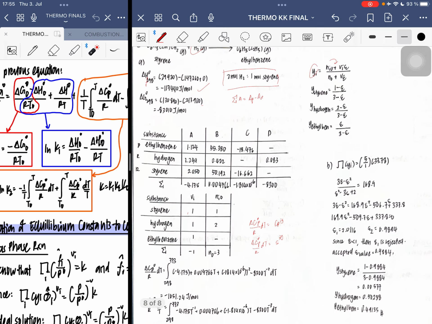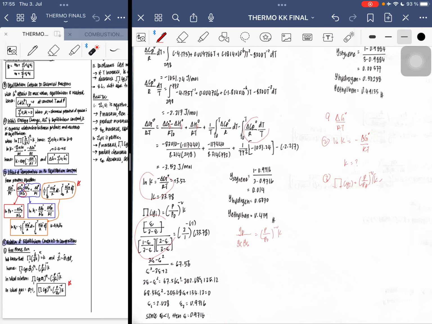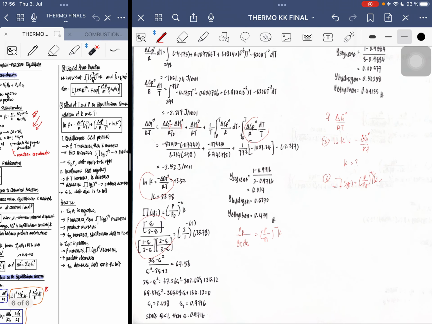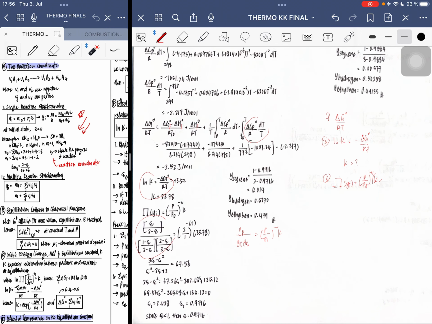And then you plug inside this, where y product over y reactant 1 times y reactant 2 equals P over P naught to the negative V times K. And then by quadratic equation, you will get two values for the reaction coordinate: 2.028 and 0.9716. The criterion to choose is that the reaction coordinate cannot be more than 1. Since 2.028 is more than 1, it's rejected and you choose 0.9716.